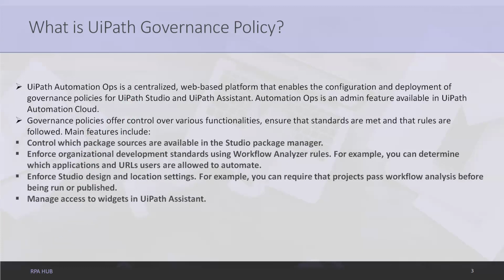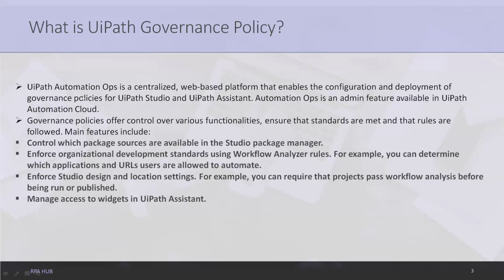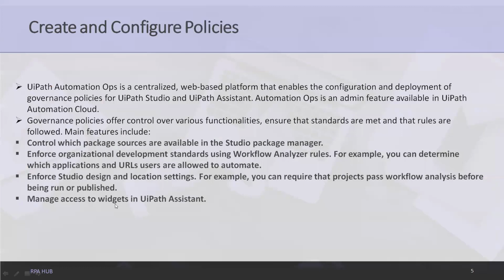When we talk about the different aspects of the governance policy, it's always good to have this type of UI. We can see it when we go directly to cloud.uipath.com. From there, we will find it. This page will be available here. In the policy sections, we can see different policies. We can deploy them and configure them according to our requirements. So let's jump to create and configure policy.